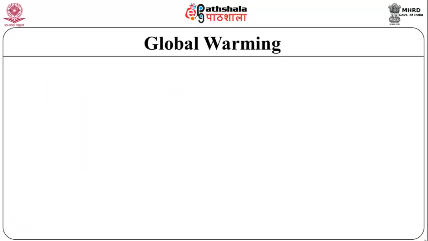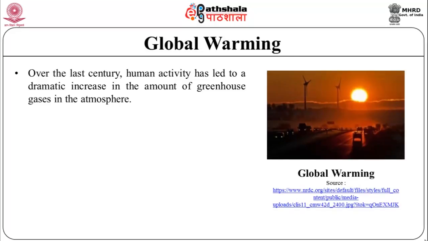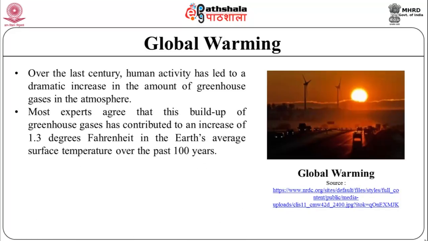Now let us discuss global warming. Over the last century, human activity has led to a dramatic increase in the amount of greenhouse gases in the atmosphere. Most experts agree that this build-up of greenhouse gases has contributed to an increase of 1.3 degrees Fahrenheit in the Earth's average surface temperature over the past 100 years.